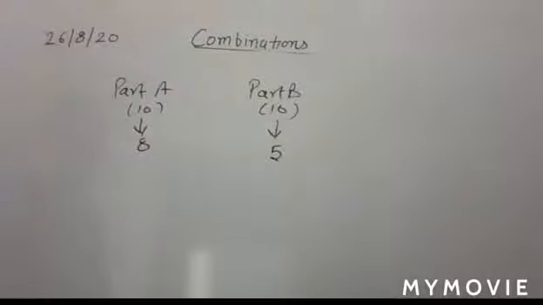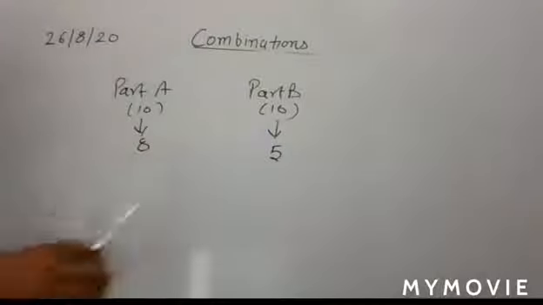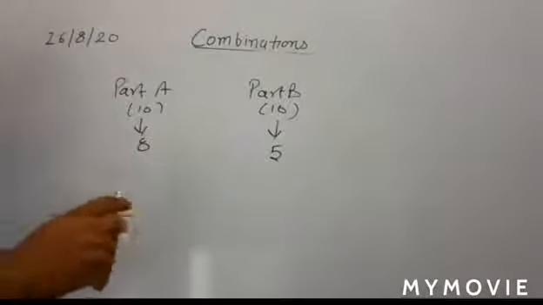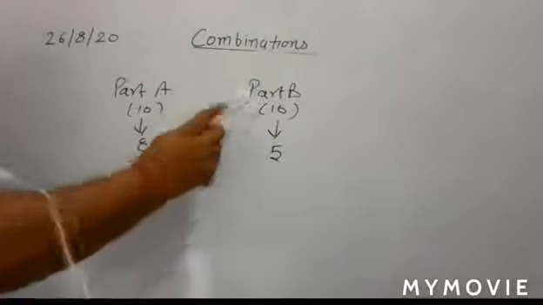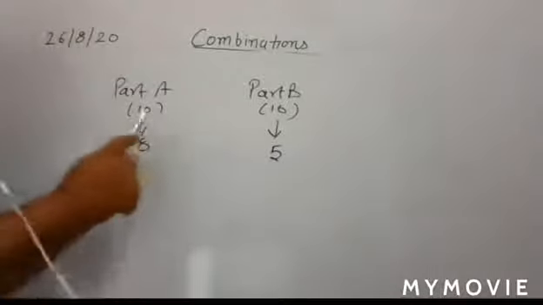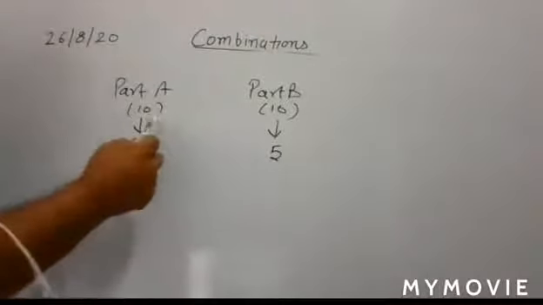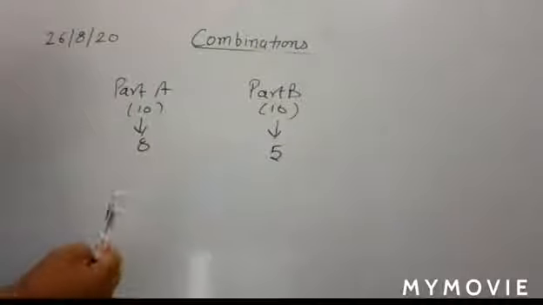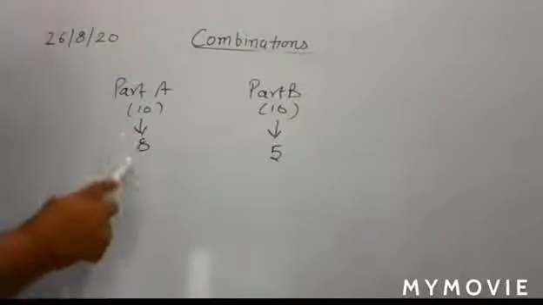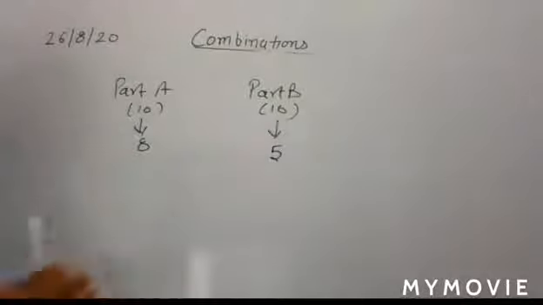Understand again what it is saying. In a question paper, you have two parts, part A and part B. Each part contains 10 questions. So 10 questions in part A and 10 questions in part B. A student has to choose 8 questions from part A and 5 questions from part B.